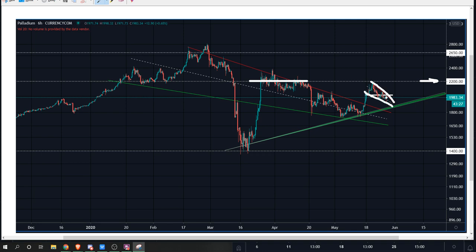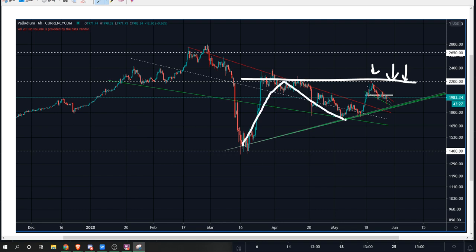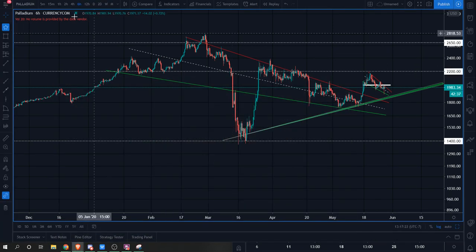So if this wedge does break to the upside, I am expecting the price to hit this 2,200 zone again. And it's just a matter of if we're able to break that zone, or if we're going to resist from breaking multiple times, create some structural level of resistance where we might get some failure to the downside if the price is unable to go above that $2,200 level. But as of right now, I currently see a nice wedge forming right here.